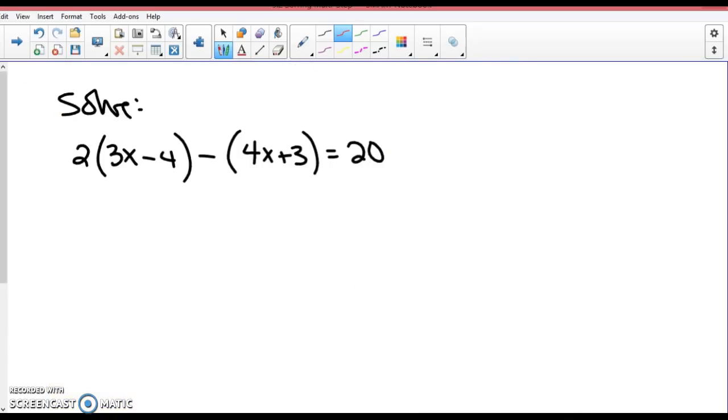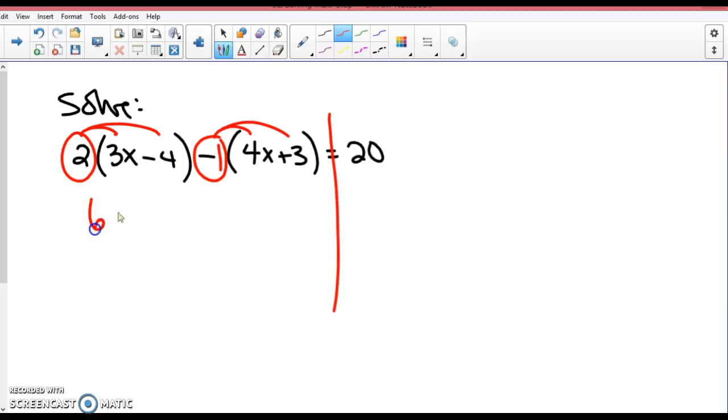All right, here we go. Remember our steps to solve the equation. Simplify both sides. And when we're simplifying, we need to use the distributive property before we combine my terms. Here I'm distributing a 2. And in this one, don't forget you are distributing a negative 1. So when I distribute this, I will have 6x minus 8 minus 4x minus 3 equals 20.